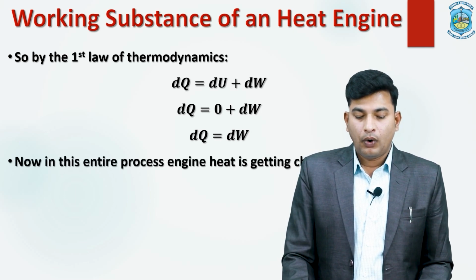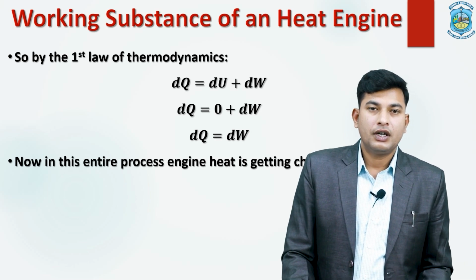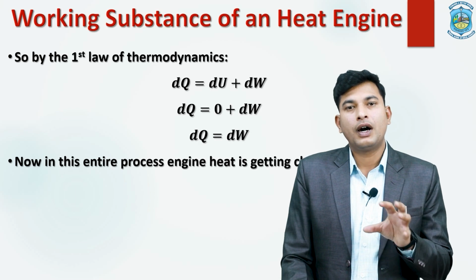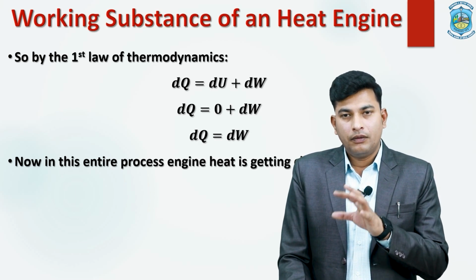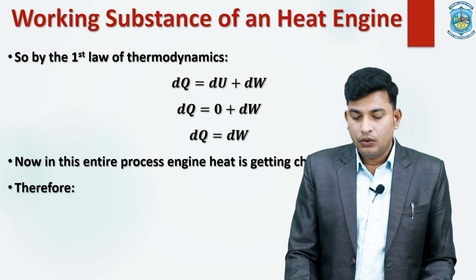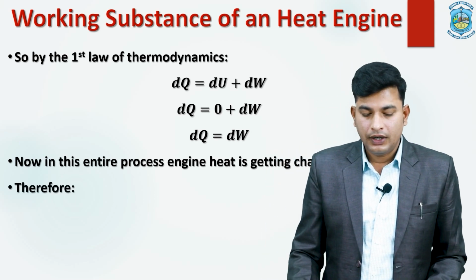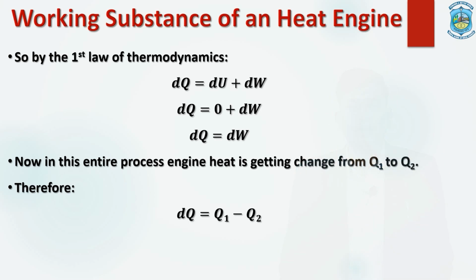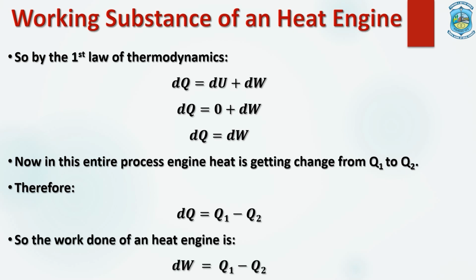Now, in this entire process, the heat is basically changing from Q1 to Q2. That is, Q1 is coming from the source towards the engine and changing into Q2 towards the sink. So, Q1 and Q2 are the two heats, that is the change in heat from Q1 to Q2. So, we can say that dQ equals Q1 minus Q2, or the resultant work done dW equals Q1 minus Q2 also. So, this is what the working substance of a heat engine does.